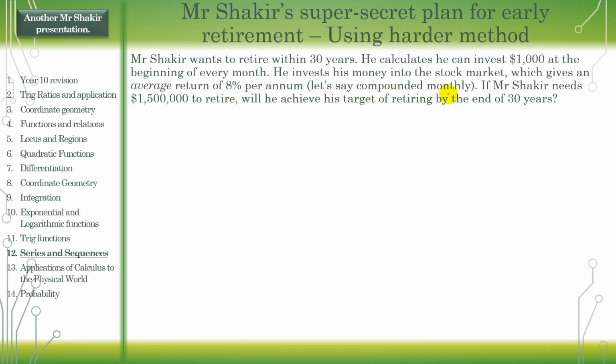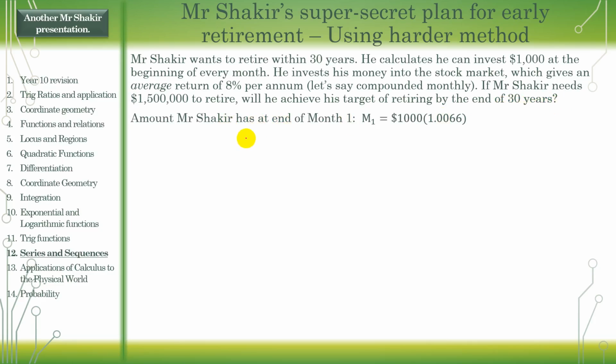Let's just say it's compounded monthly for the sake of this question, okay? I'm not saying it's like that in real life. Mr. Sharkey needs $1.5 million to retire. Will he achieve his target of retiring by the end of 30 years? Obviously, I've mixed numbers a bit just to make this a good, interesting question.